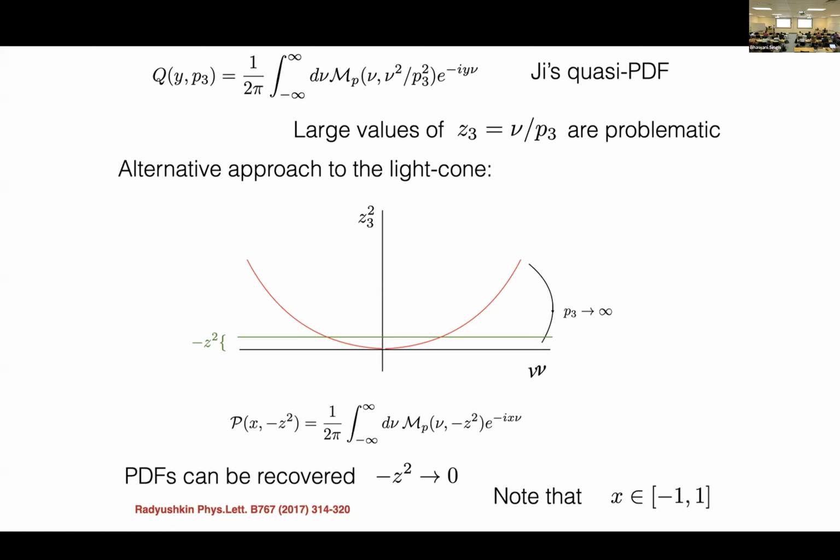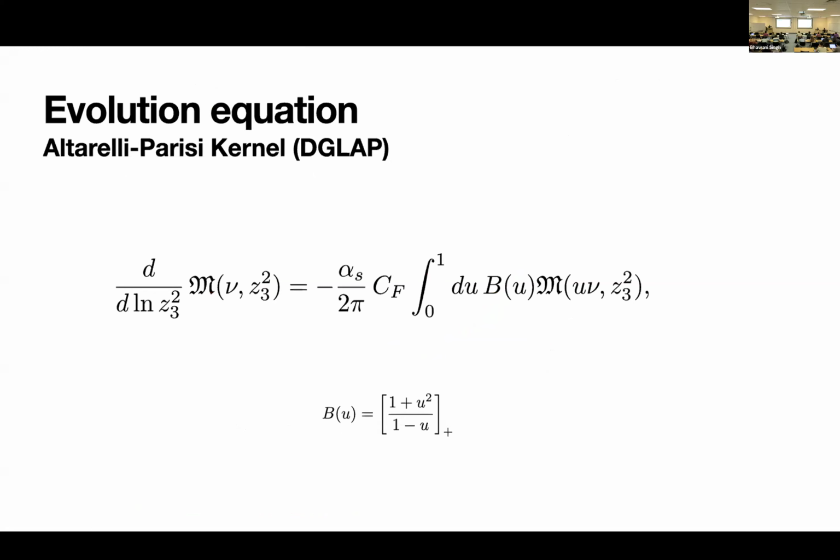Okay, so in the way that I describe things in the pseudo PDF language, you're performing a Fourier transformation at some fixed Z squared, which is a distance from the light cone. And you want to take this limit of Z squared going to 0 in order to obtain the light cone PDF, which you can do by doing this matching procedure and removing the collinear divergences.